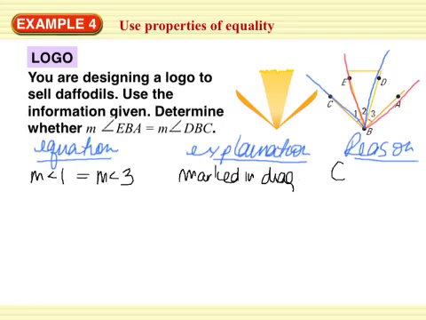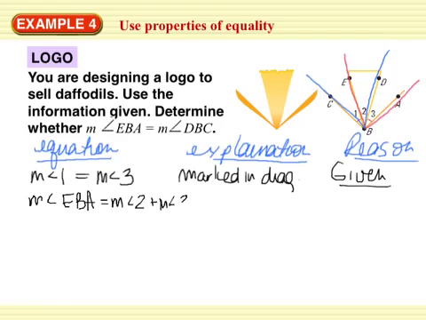And we love this reason. First one is always given. All right, what else? Well, I've got angles here. It looks like this red angle, which is the first one we're trying to solve for, is actually the measure of angle 2 plus the measure of angle 3. So I can say that the measure of angle EBA equals the measure of angle 2 plus the measure of angle 3.